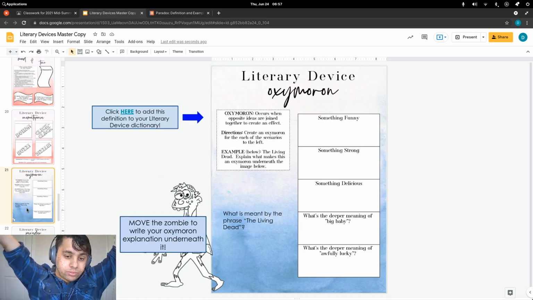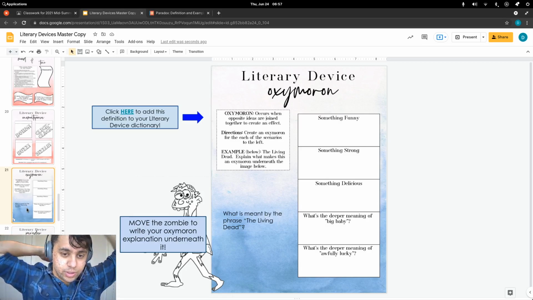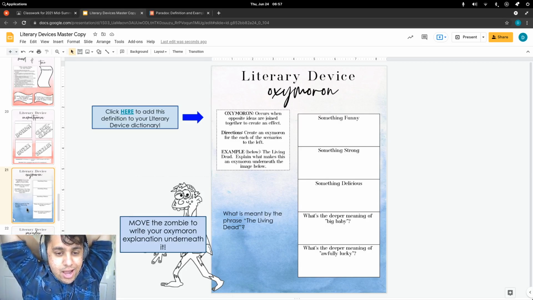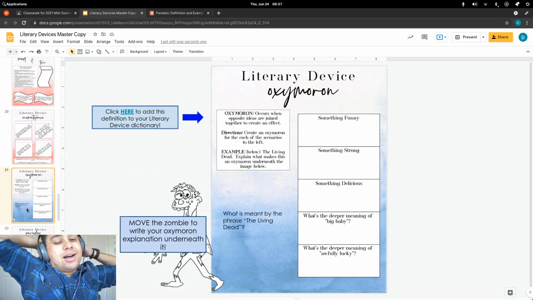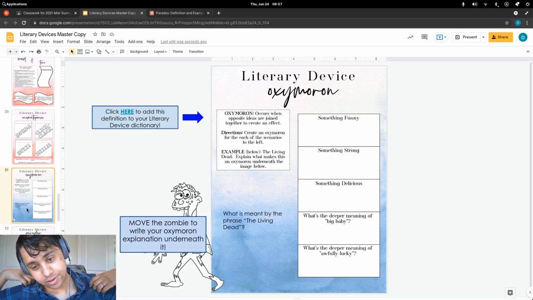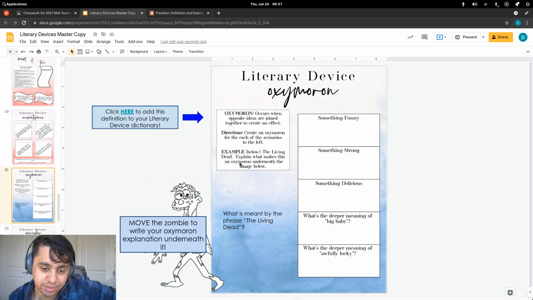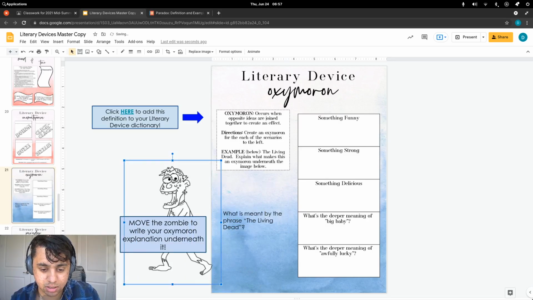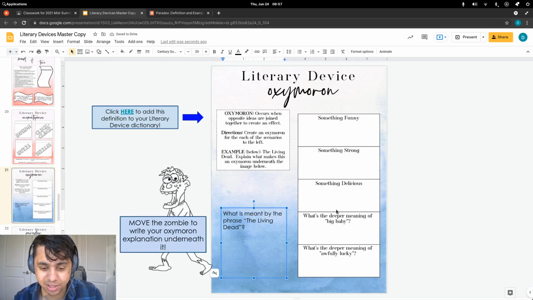Oxymoron. So again, an oxymoron occurs when opposite ideas are joined together to create an effect. Directions: create an oxymoron for each of the scenarios to the left. So with this one, we have things like the living dead. Obviously, this is zombie, right? The living dead. I'm assuming you guys have all heard that before. But what makes it an oxymoron is that something can't be both alive and dead. So go ahead and write that down right there.